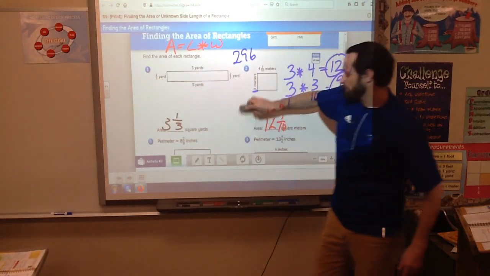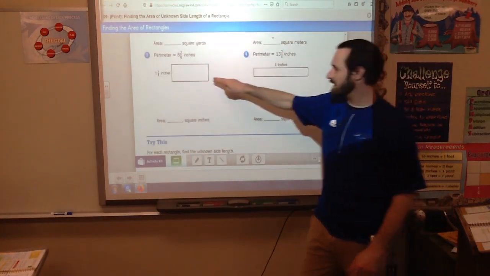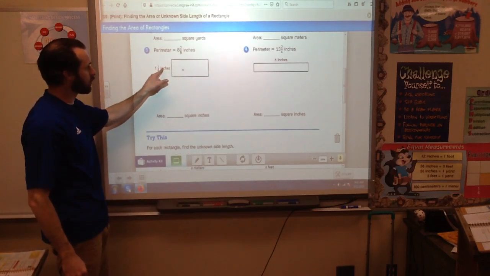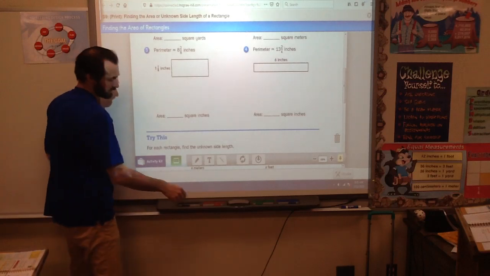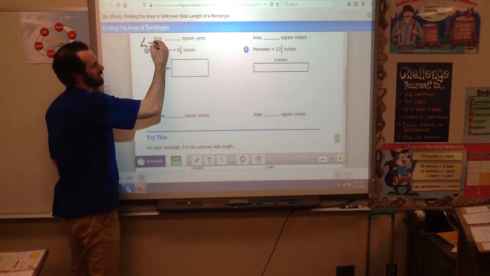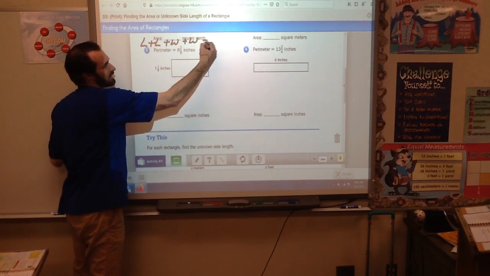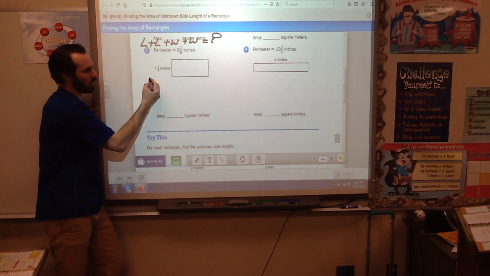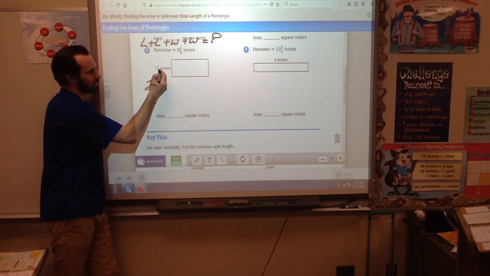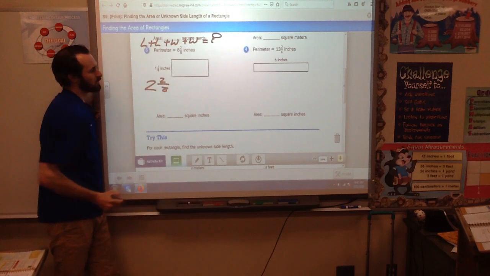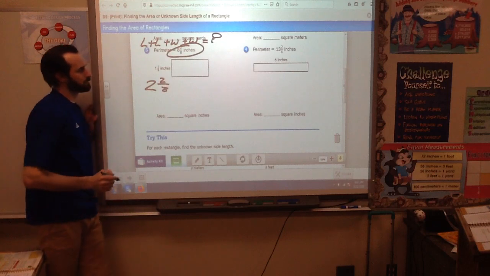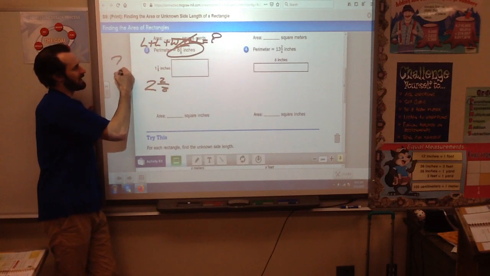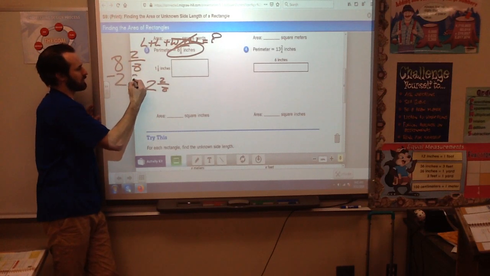Alright, here we go. This one, they don't give us the length. We have the width, we don't have the length. The perimeter is what we're going to have to use. With perimeter, it's length plus length plus width plus width. That equals perimeter. So we know the width, and we need to double that. Double 1 and 1/8. If we double the 1, it's 2. If we double the 1/8, it's 2/8. Now we need to take that and subtract it from this, because what we have here is both widths. So 8 and 2/8 minus 2 and 2/8.